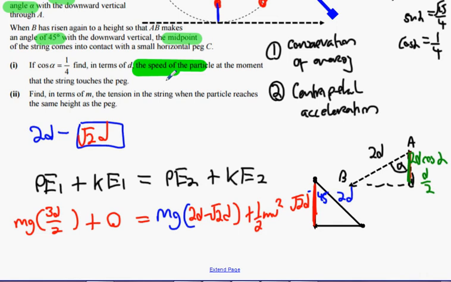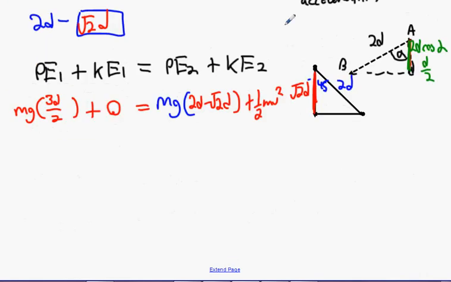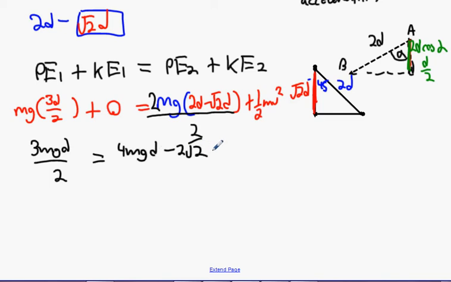Now, once again, goal of the question: get the speed. Isolate v. This is going to be horrible. Now, I'm going to multiply everything by 2. I just want to get rid of those fractions straight away. So, or put everything over 2 more so. So it's going to be, what's it? 3 mgd over 2 equals, we're going to change that to a 2 and then a 2 on the bottom. Alright? So it's going to be what's it? 4 mgd minus 2 root 2. Is that right? 2 root 2 mgd all over 2 plus a half mv squared.